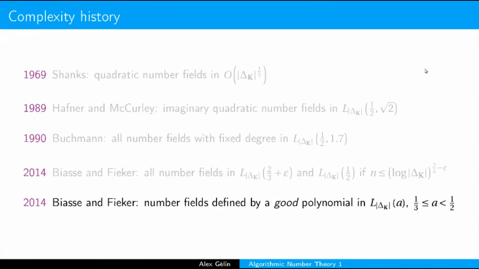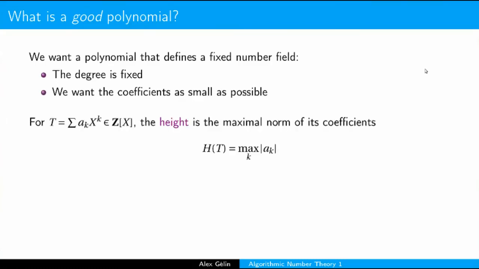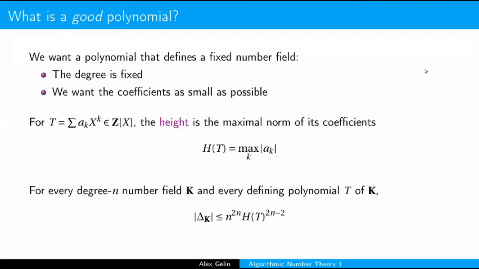Now we have time to talk a bit about the conditional improvement when there is a good defining polynomial. First question: what is a good polynomial? We know that there exist infinitely many defining polynomials, that the degree is fixed, so we can just play with the coefficients. And of course, we want them as small as possible. So we define the height of the polynomial, that is the maximal coefficient, and that is the one we want to minimize.